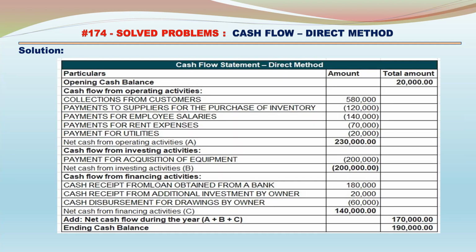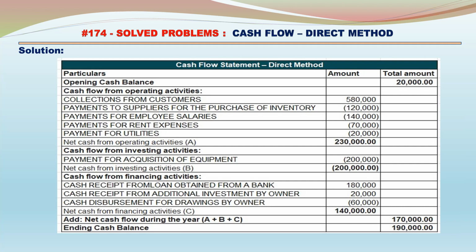Solution. Cash flow statement. Direct method. Particulars, Amount. Opening cash balance, 20,000. Cash flow from operating activities. Collections from customers, 580,000. Payments to suppliers for the purchase of inventory, minus 120,000.